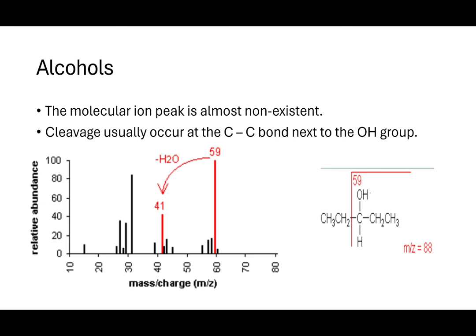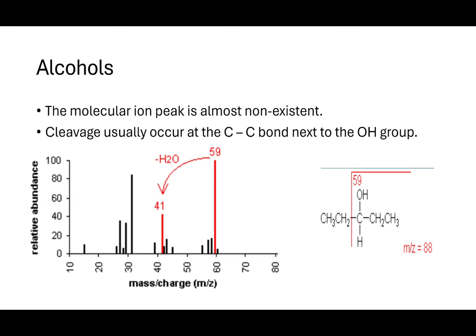Alright, so alcohols now. The molecular ion peak is almost non-existent. Cleavage usually occurs at the carbon-to-carbon bond next to the OH group, so usually cleavage happens like that on our alcohols. We're going to have that molecular ion peak, and then the next peak will be due to a loss of water. It tends to be the breaking at that OH group that gives us these lower substituents. This is talking about an oxygen with two hydrogens, that type of group. If we break it there, we're going to get 41, from this type of alkene. So we just have the loss there.